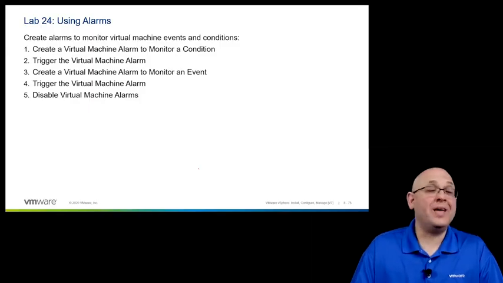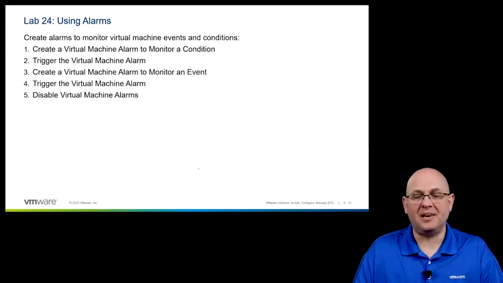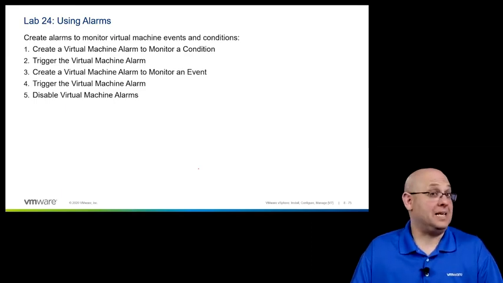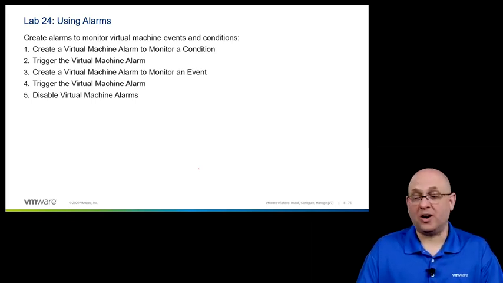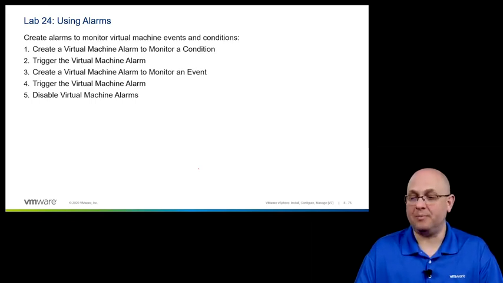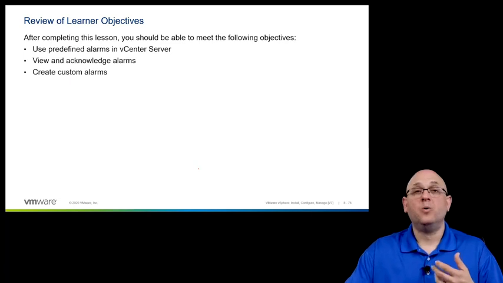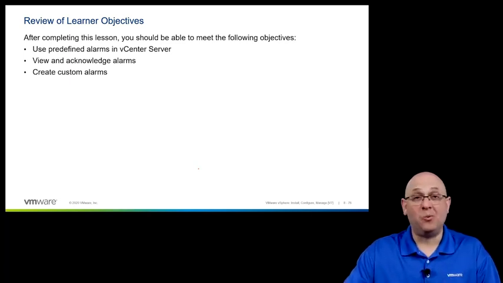So that does it for alarms. Now we get to play with this a little bit. It's kind of a fun lab where we're going to create an alarm to monitor a particular condition. We're going to look at CPU again, and we're going to trigger that alarm by executing the CPU busy script. We're going to create an alarm to monitor an event as well, and we're going to trigger that alarm, and then we'll disable the virtual machine alarms. So it's a nice lab to run through here in lab number 24, and that does it for alarms, which are an important part of our daily work as we go through monitoring the environment.